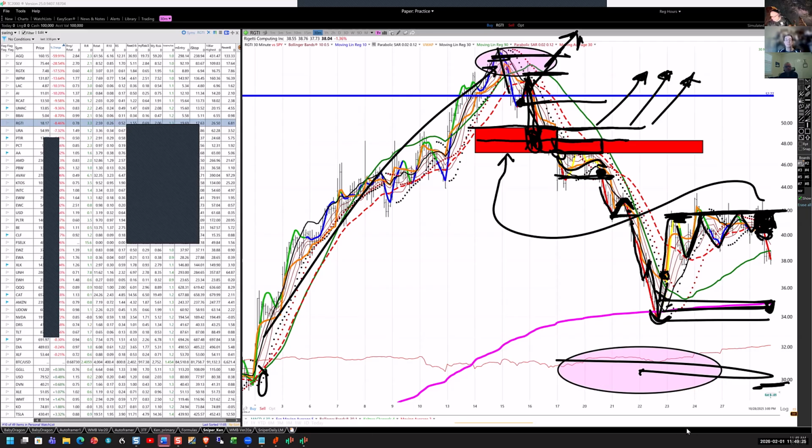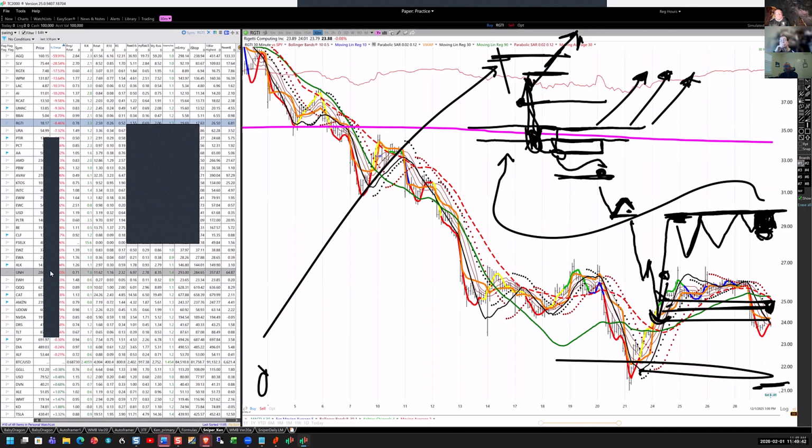Check. And then let's see if I can. Boy, this is really bad lag. That thing not only breaks below 30, it breaks all the way down to 21.